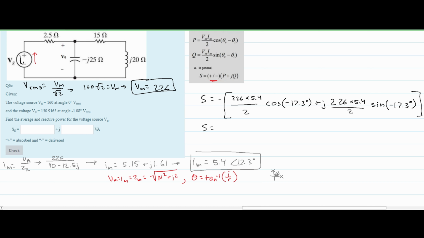We're going to get that our S is equal to a negative, out front, bracket 582 approximately, minus j times 182. That means that our S of G is going to be equal to approximately negative 582, and our j is going to be 182. And that is how you go about solving this problem.